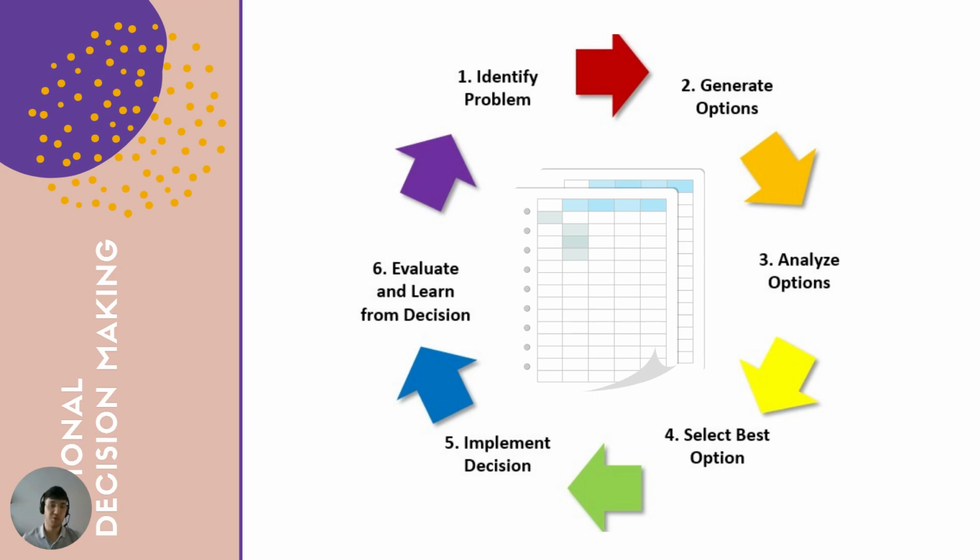So the first one you'd want to do is identify the problem. You then want to generate options around the problem. You want to analyze those options, make sure they're actually viable. And ideally, you would select the best option. You would then implement the decision based on the best option. And then you want to evaluate and learn from the decision.